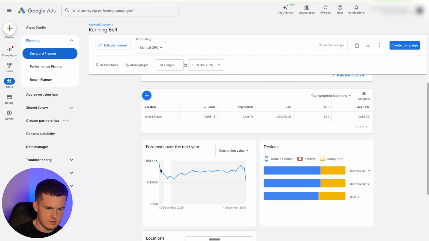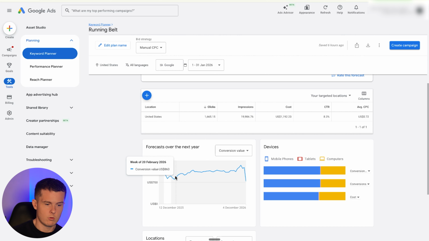And you can see your forecasts over the next year when you can expect peak season. So here we have Black Friday kind of coming up for 2026. So you can see that peak, but you can get an indication to say, okay, we might expect to see a lull in January and February, which is interesting. I wonder how accurate that is.